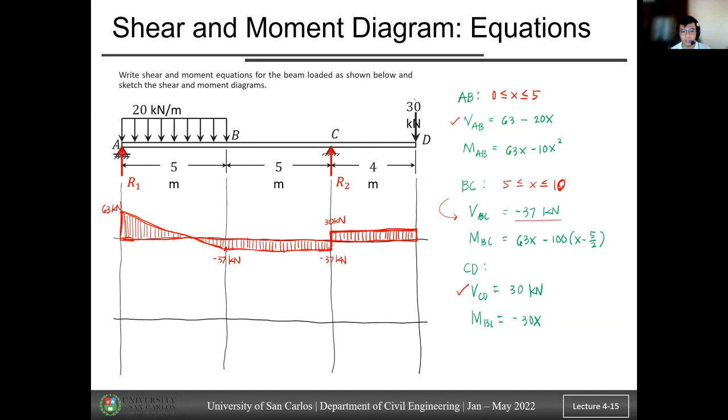Then from segment BC, since we have a straight line, this is according to the solved equation earlier. We have a constant shear all throughout member BC, and it verifies that it's constant because there is no force on member BC. Okay. Same goes for your segment CD. It's constant 30 kilonewtons, but there is no force in between C and D. We have a 30 kilonewton force, but it's at the end of your member CD. And again, what you have to take note of is that it must be closed out. Your shear diagram must zero out. Same goes for your moment diagram as well. Okay?